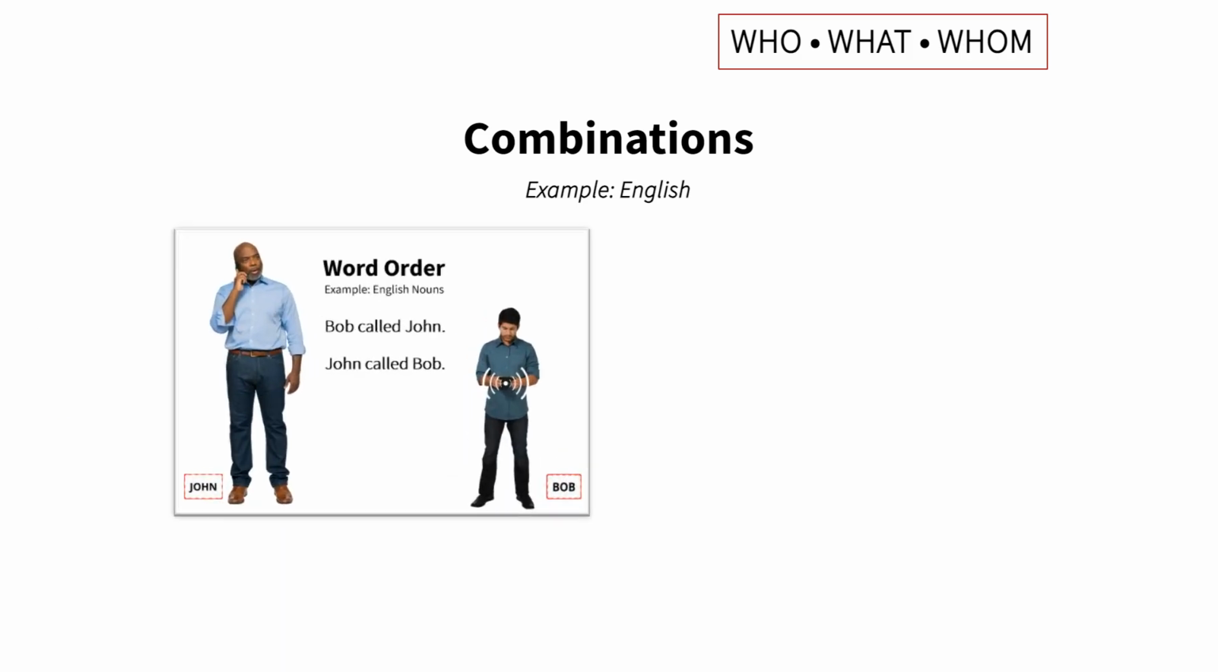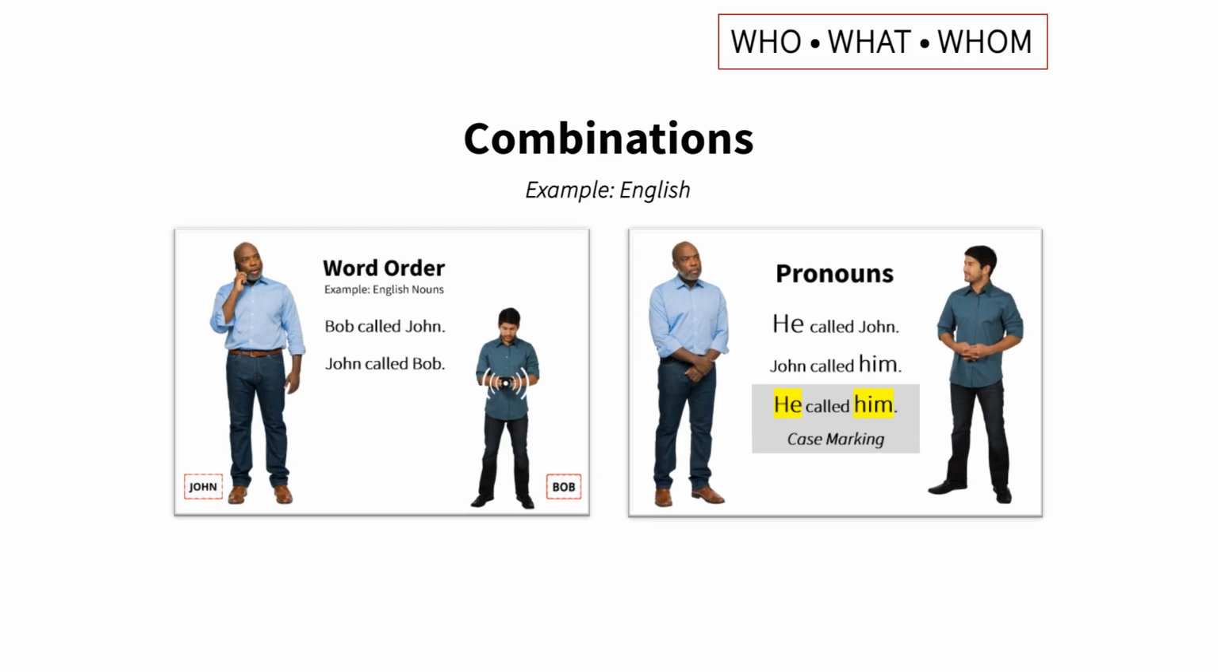Of course, it is possible for more than one option to be used. English primarily communicates who is doing what to whom via word order. However, we can also see a second strategy being used in the pronouns, which take different forms depending on the person and grammatical relation of subject versus object.